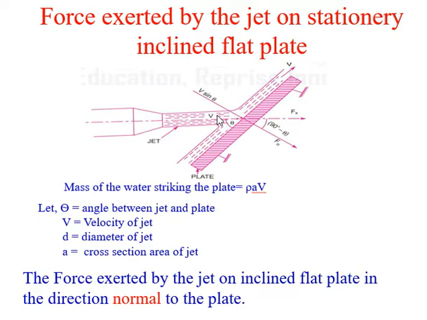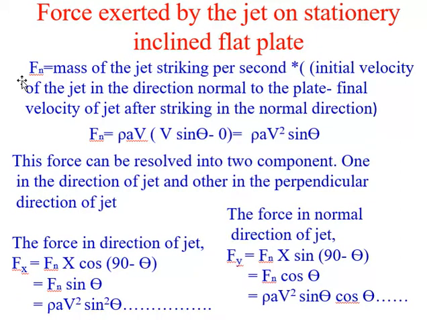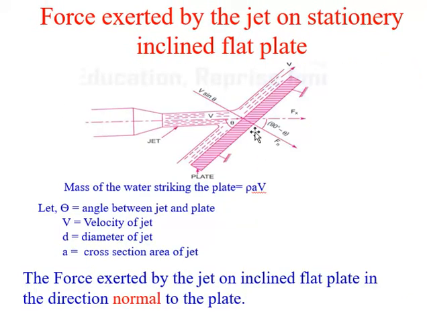Let us find the force exerted by the jet on the inclined plate in the direction normal to the plate. Here Fn is equal to the mass of the jet striking per second into the initial velocity of the jet in the direction normal to the plate minus the final velocity of the jet after striking in the normal direction. This is the force Fn.